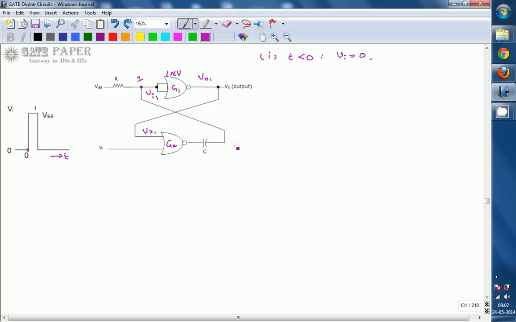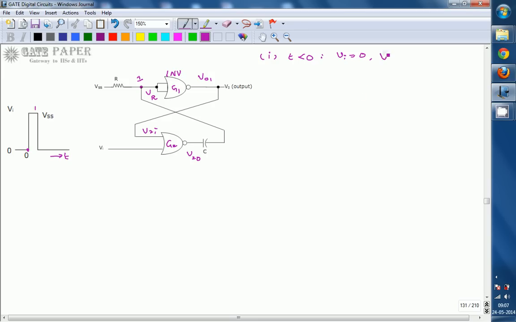V2O is just before the capacitor. O implies the output of the second gate, I implies the input of the second gate. V2I is the input of gate 2. V2O is the output of gate 2. So for t less than 0, Vi is equal to 0, and here we will go with VR, for example. Don't confuse, V we have already used, so it is VR.